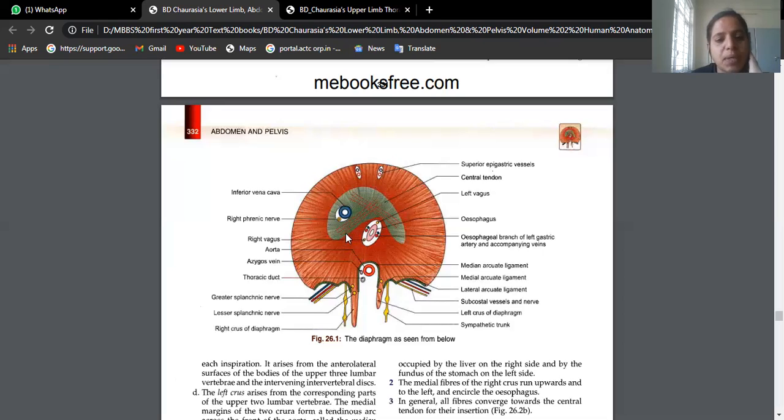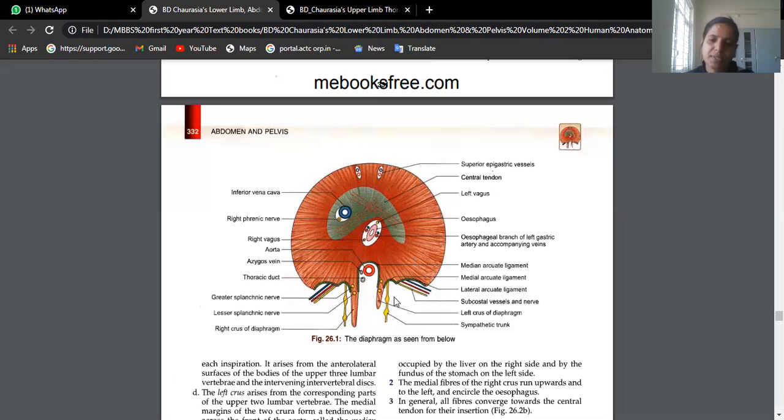Apart from these major openings, in the inferior vena cava opening, we have the phrenic nerve also passing. In the esophageal opening, we have the right and left gastric arteries and accompanying veins and the right and left vagus nerves. With the aorta, we have the opening of the azygos vein and thoracic duct. And in the right crus, we have the greater and lesser splanchnic nerves piercing. On either side, we have the sympathetic chain. Associated with the lateral arcuate ligament, we have the subcostal vessels and nerves.